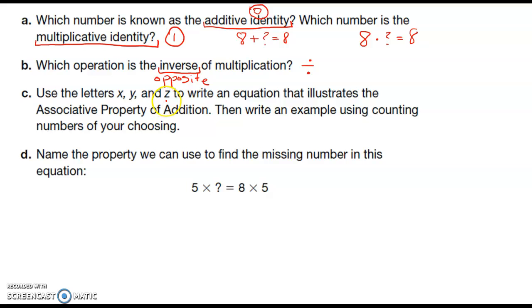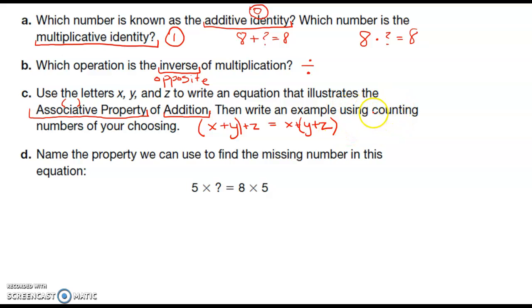Use the letters x, y, z to write an equation that illustrates the associative property of addition. Then write an example using counting numbers of your own. So we have two parts of this. The associative property has to do with parentheses. So the order does not change. For example, if I do x plus y plus z, x plus y plus z, the associative property is going to show a change in parentheses. But you can see that the order is still the same on both sides of the equal sign.